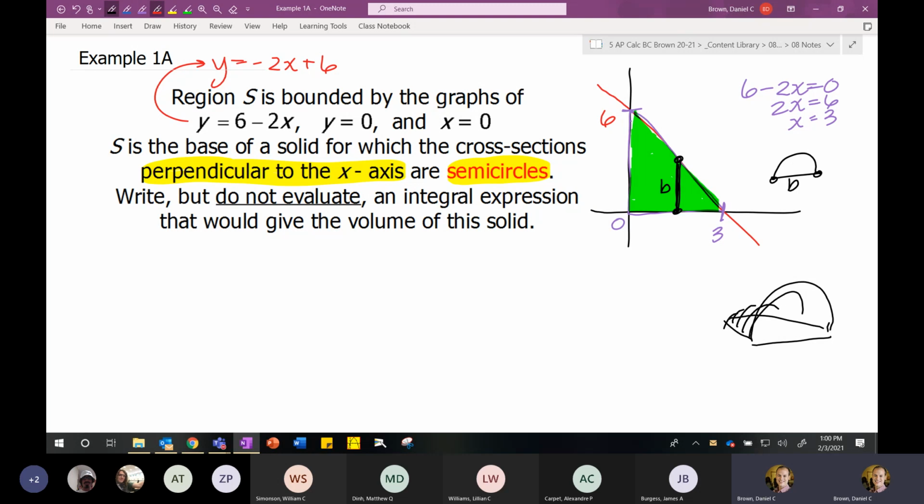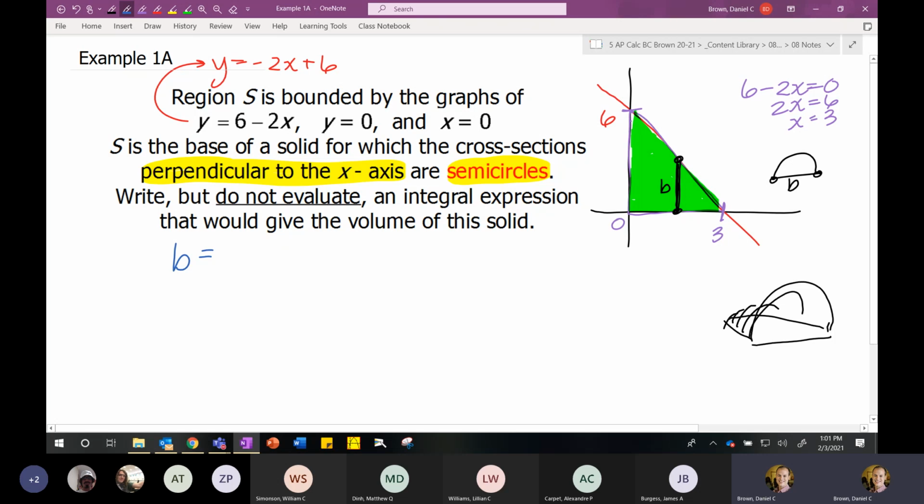So then it says write the integral. Do not evaluate it. And when I do these problems, with practice, you can just jump straight to the volume. To start off, I'm going to do it as a 3-step process. The first thing I want to do is to identify that b value. And we're going to find the length of b.